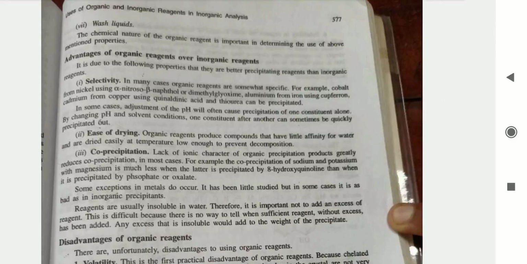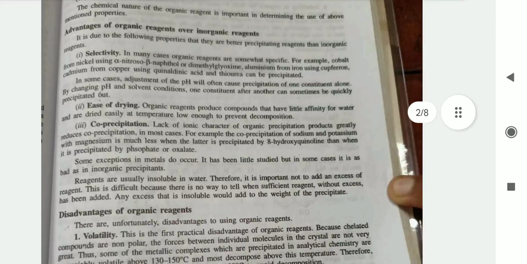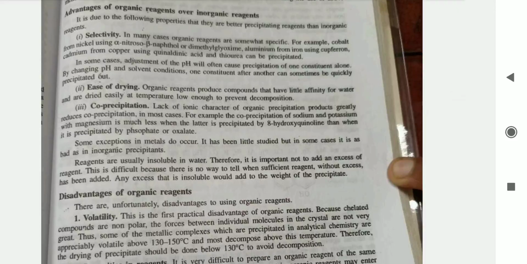In some cases, adjustment of the pH will often cause precipitation of one constituent alone. By changing pH and solvent conditions, one constituent after another can sometimes be quickly precipitated out. Second, ease of drying. Organic reagents produce compounds that have little affinity for water and are dried easily at temperature low enough to prevent decomposition. 3. Co-precipitation. Lack of ionic character of organic precipitation products greatly reduces co-precipitation in most cases.